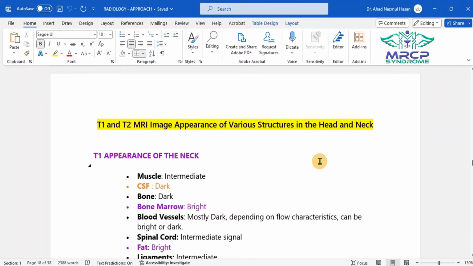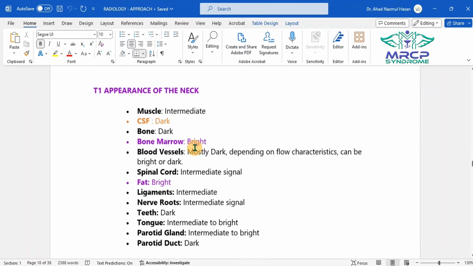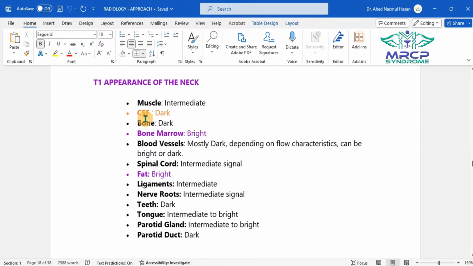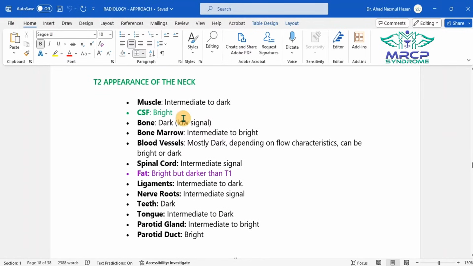So next one is T1 and T2 MRI images appearance of various structures in the head and neck. So CSF is dark in T1 and the fat would be bright. The bone marrow contains fat, so it will also be bright. The bones and blood vessels, whether T1 or T2, would be dark. The CSF and fat components would be bright in case of T2.